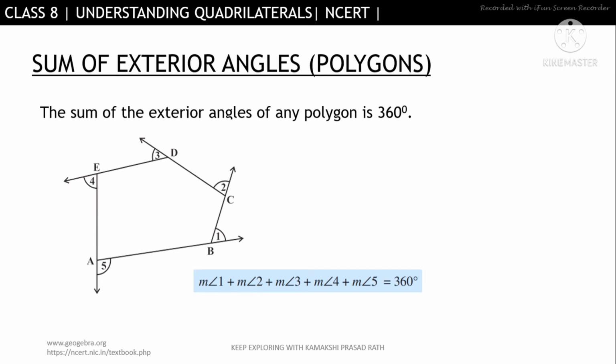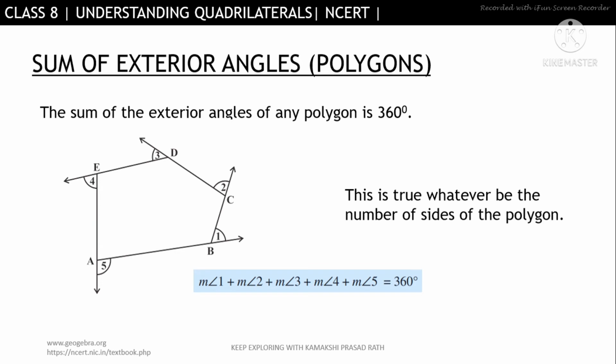See here, first we start from A, we get one exterior angle. Then B, one exterior angle, C, D, E. So we have got 5 exterior angles. When we add these 5 exterior angles, we get 360 degrees. And this is true whatever the number of sides of the polygon. It may have any number of sides. This is true for all polygons. The sum of the exterior angles is always 360 degrees.